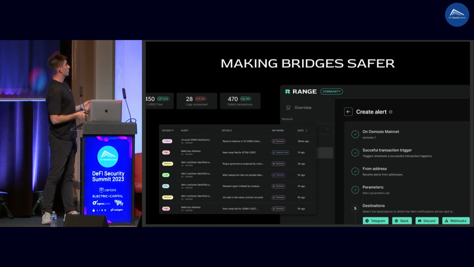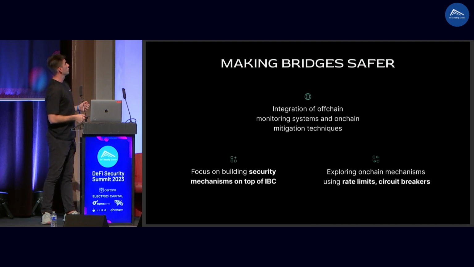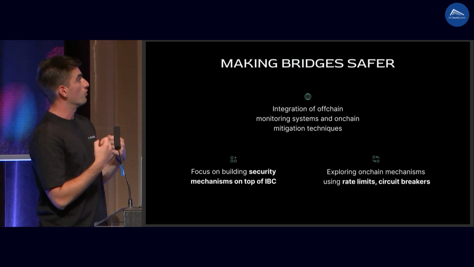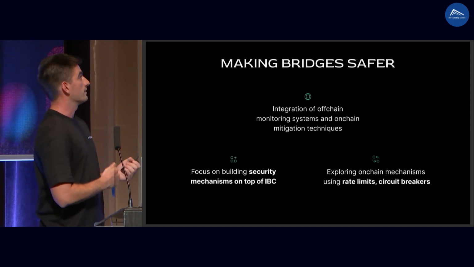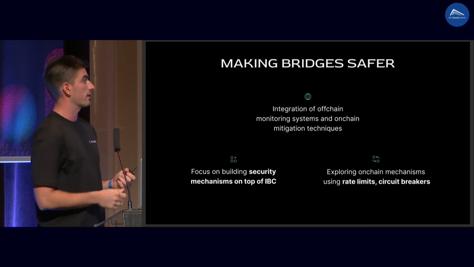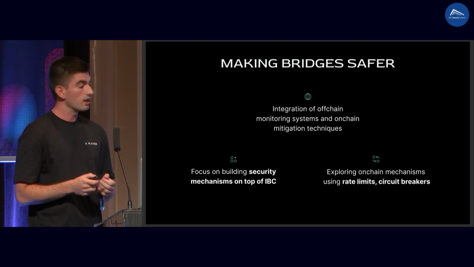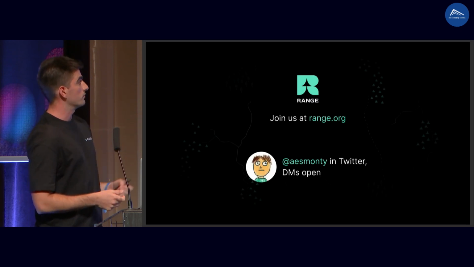And this is really the focus that we are putting in Range. We are building in Cosmos, and we are putting layers of security on top of IBC, integrating off-chain monitoring systems and also these on-chain mitigative techniques that we've discussed before, like rate limits, circuit breakers, and more. We are Range.